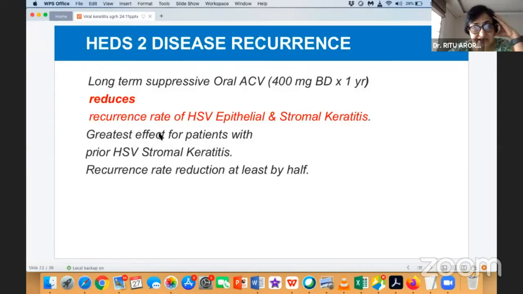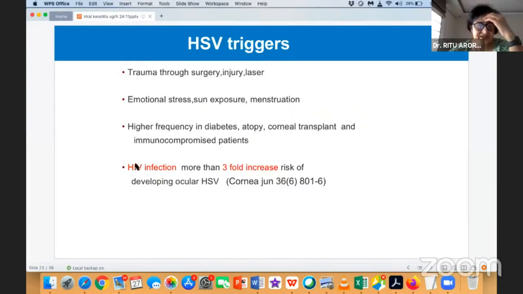As far as recurrence is concerned, the Herpetic Eye Disease Study 2 showed the long-term suppressive effect of oral acyclovir, 400 mg BD. We really do not know for how long to use it. Some of my patients are on lifelong oral acyclovir, but we have to start it in case of recurrence. For a year, it definitely reduces the recurrence of HSV epithelial and stromal keratitis, and the greatest effect is seen in patients with prior stromal keratitis. The triggers have been known to be trauma through surgery, injury, or any laser.